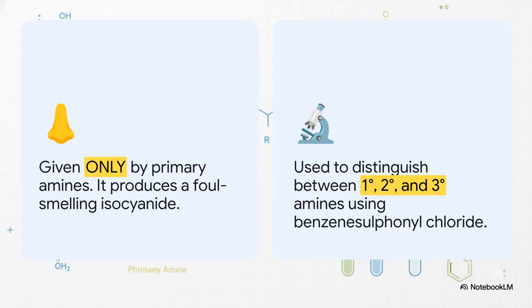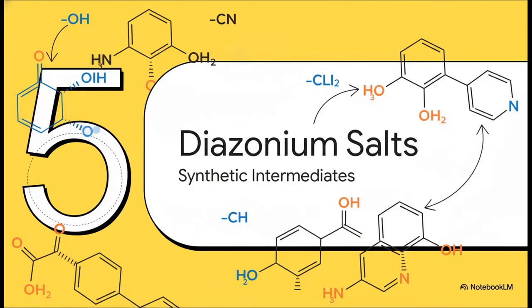Okay, let's talk about how to spot these guys in a lab. You need to know two essential tests. First is the carbylamine test. This one is your sniper rifle. It only works for primary amines. If you run the test and get this absolutely horrible, foul-smelling isocyanide, congratulations, you found a primary amine. Then there's Hinsberg's test. This one's more of a detective's tool. It helps you tell the difference between primary, secondary, and tertiary amines by seeing how they react with this thing called benzene sulfonyl chloride.